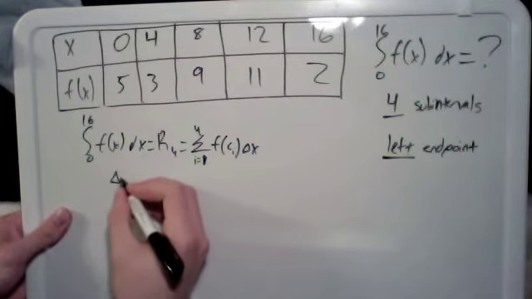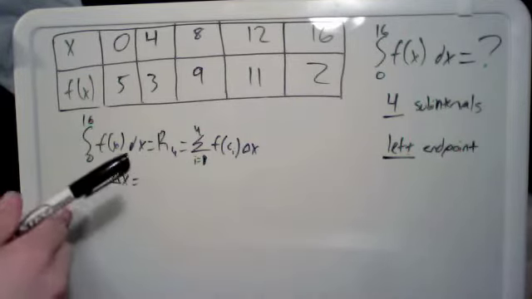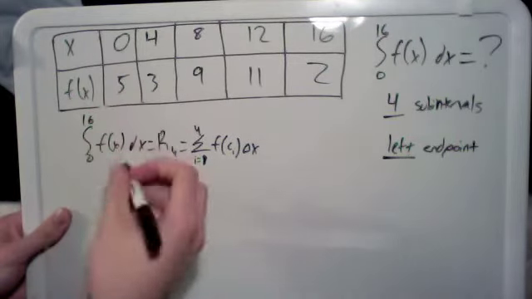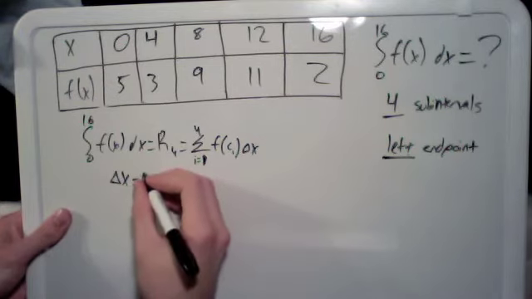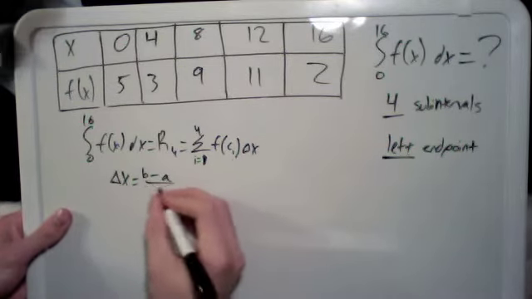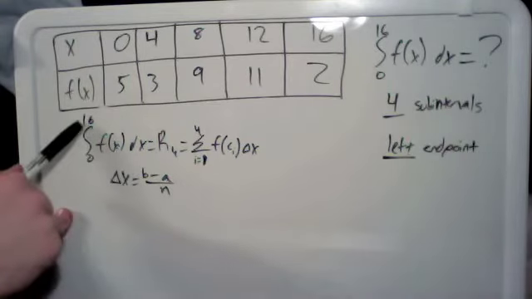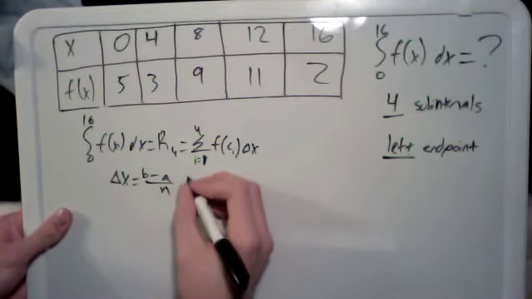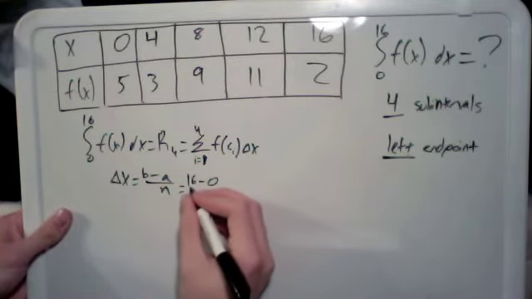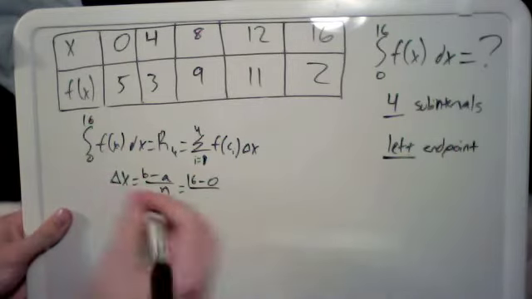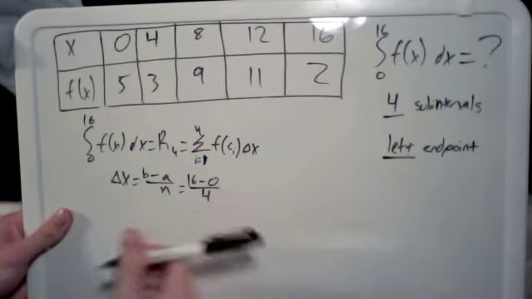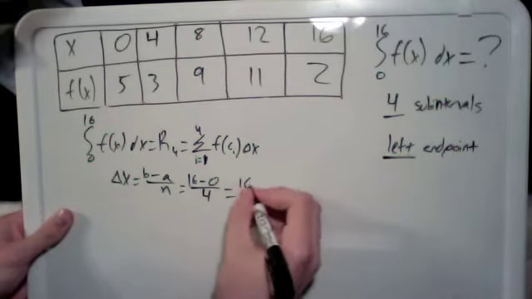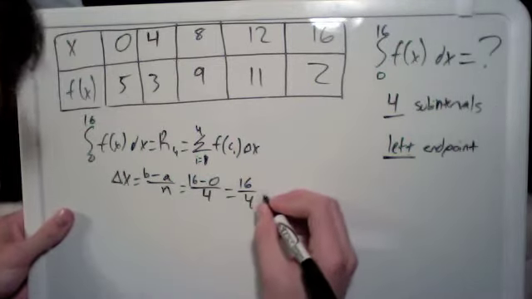So delta x is going to tell us the difference in x for each subinterval. We know there's 4. The equation for delta x is b minus a over n. B is going to be right here, so 16, and a is the values we're integrating from. So it's 0 to 16, and then n is 4. N is our number of subintervals, and our problem gives us 4. So that's going to be equal to 16 over 4, which is equal to 4.